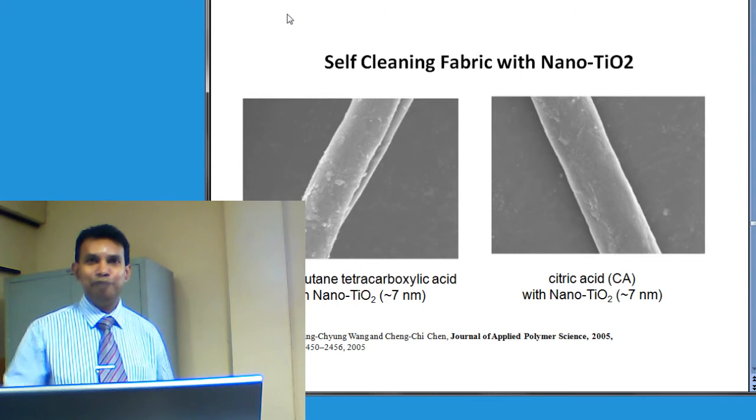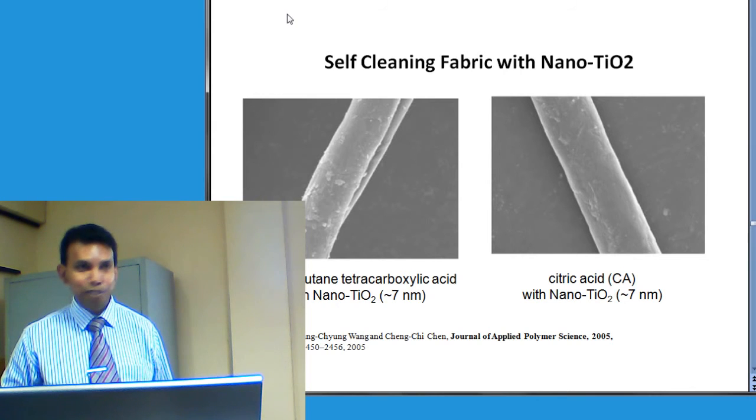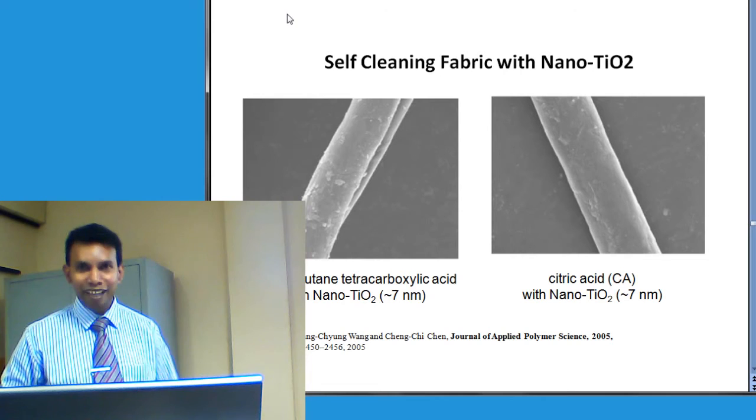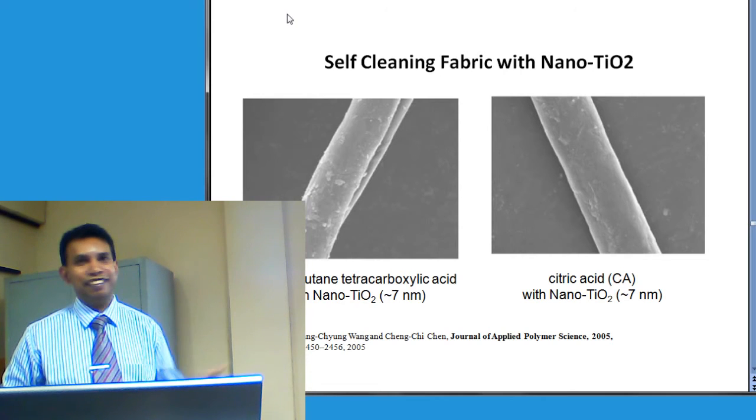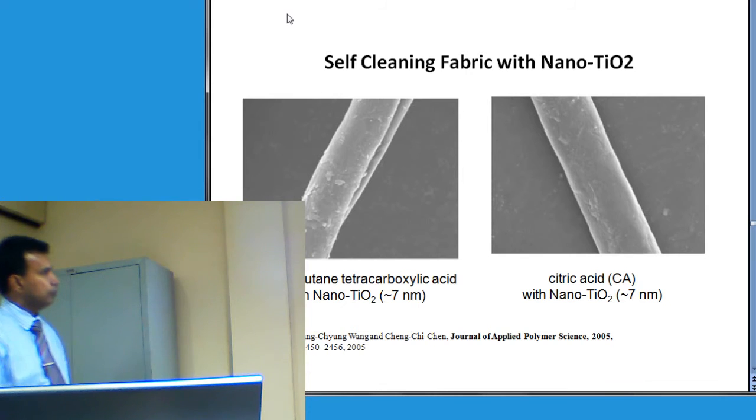Antifungal, antimicrobial, odorless, and also for military people, because you can't wash the cloth in the middle of the war. You have to wear it probably for weeks or months. So these are very important materials. And so there are materials in the market.